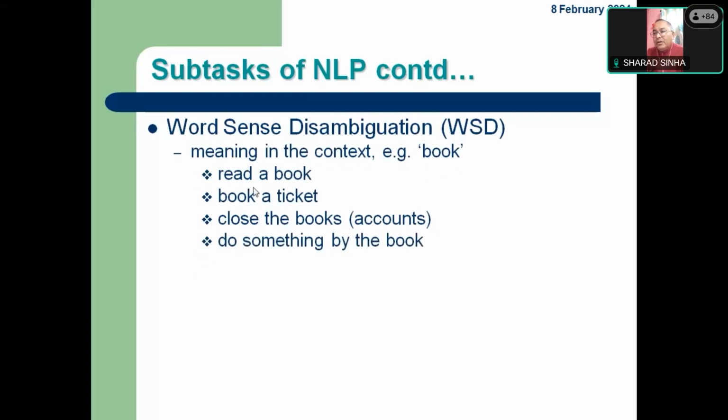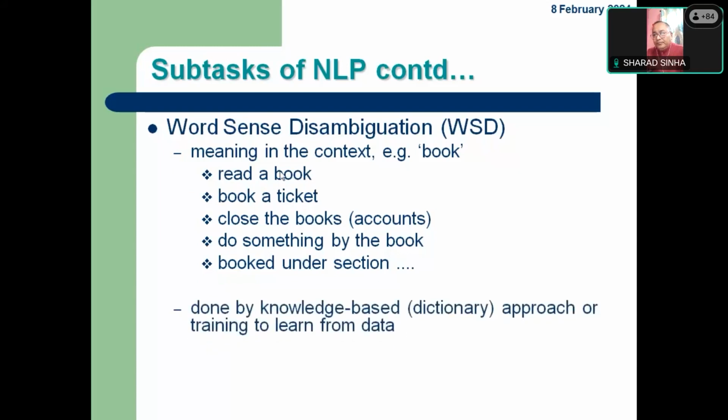And also booked under section 34 and so on. So, booked means you have been detained by the police. So you see, the same word book appears with different meanings, different senses, and the ambiguity caused by the sense has to be removed. So we say word sense disambiguation. This can be done by the knowledge-based approach or by training to learn from data.